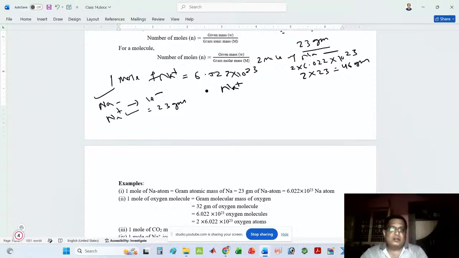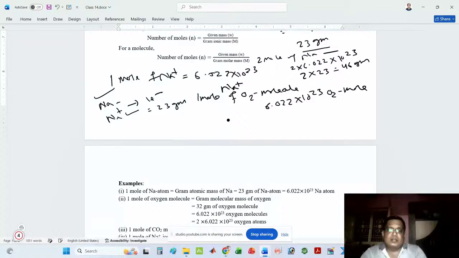Suppose bring 1 mole of oxygen molecule. In numbers, obviously you will bring 6.022 into 10 to the power 23 oxygen molecule. If I want to bring the oxygen molecule in weight, then the weight must be equal to 32 gram, because 32 gram is the gram molecular mass of oxygen molecules.